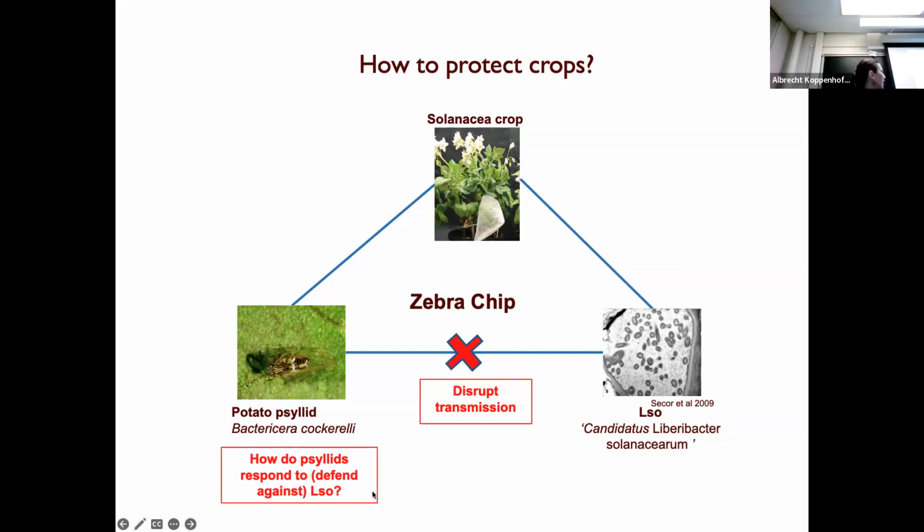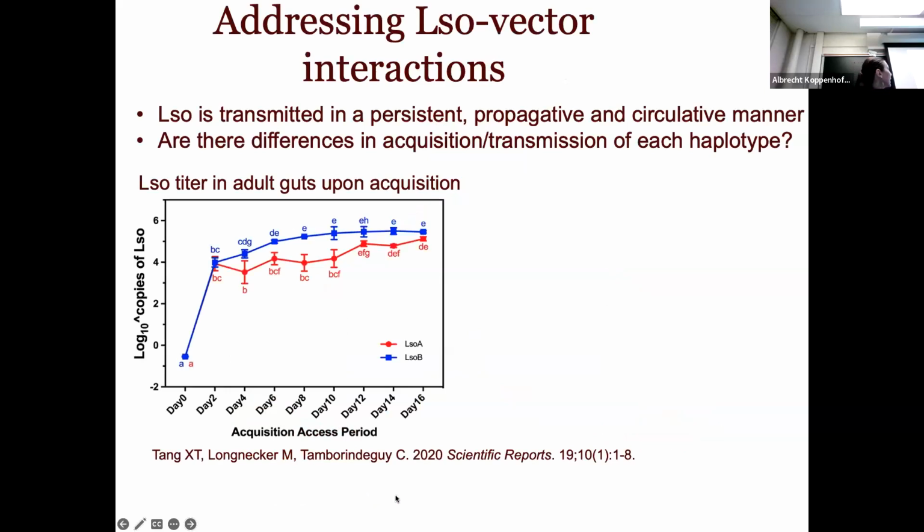Okay? And what we know is that LSO is transmitted in a persistent, propagative, and circulative manner. All this means that once it's acquired, the insect remains infected the rest of its life. Propagative, that the bacterium replicates inside the body of the insect, and circulative, that it has to go through the gut and the salivary gland, it circulates, okay? And so the question that we asked is whether there were differences in acquisition and transmission of each haplotype.